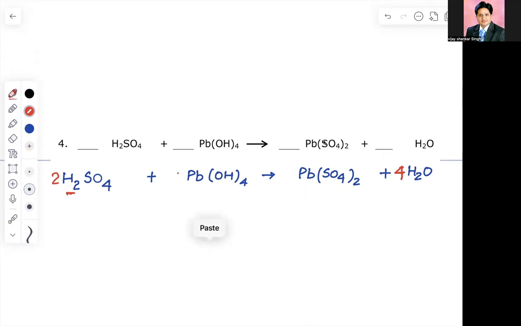So we are good. So I'll just put 1 here. It's important to put this 1 to avoid confusion. Otherwise, even if you don't put 1, it's understood that the coefficient of Pb(OH)4 is 1.